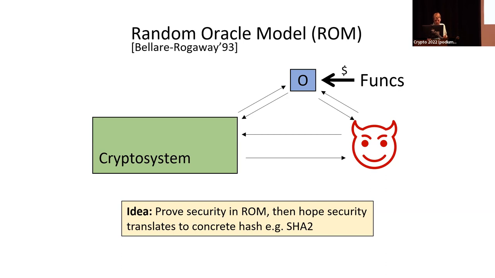The idea is that one proves security in this idealized model for the hash function. And then we hope that when we instantiate the random oracle with a concrete hash function such as SHA-2, security remains.